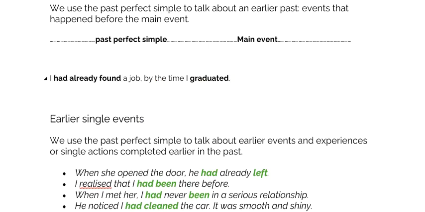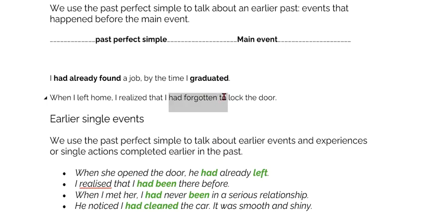Let me give you another example. When I left home, comma, I realized that I had forgotten to lock the door. Lock the door. You see, in the flashback, I had forgotten to lock the door. Earlier events, before the main event. So you see, I want to flash back.